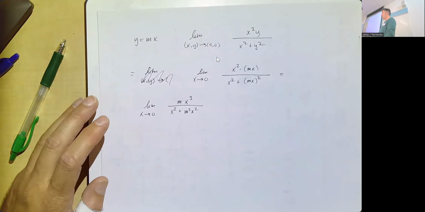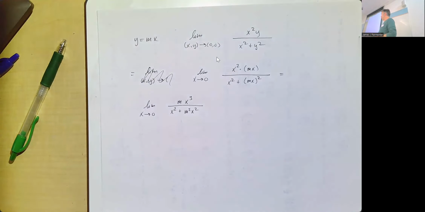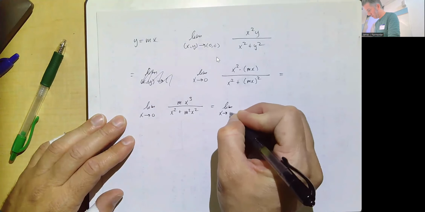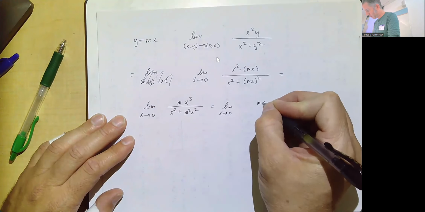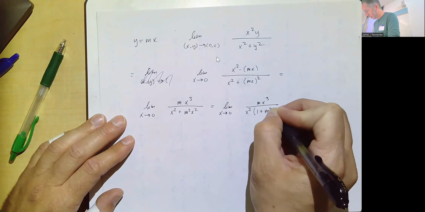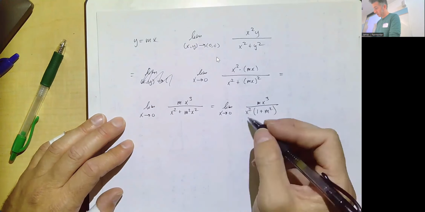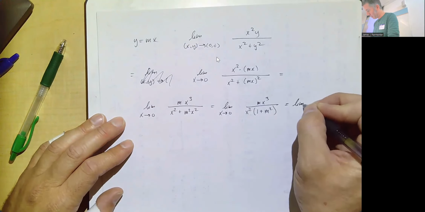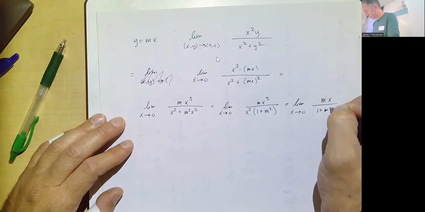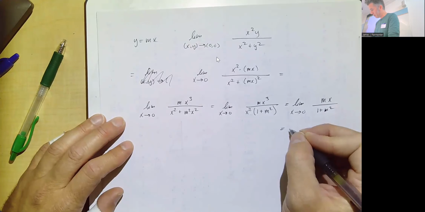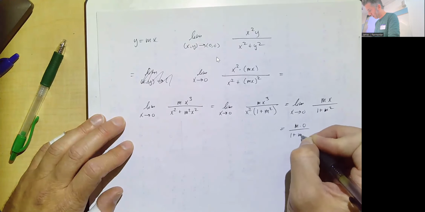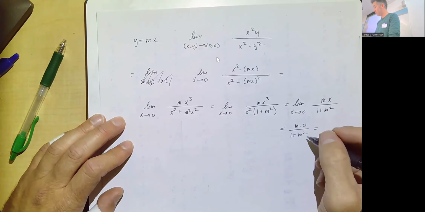And as usual, you should factor out as much x from the denominator as possible. So if we factor out an x squared from the denominator, I'm left with x squared times 1 plus m squared. And then I can cancel an x squared on the top and the bottom. You get the limit as x goes to 0 of m times x over 1 plus m squared. And that's going to give me, if I plug in 0 for x, m times 0 over 1 plus m squared, which is 0 divided by not 0, which is 0.